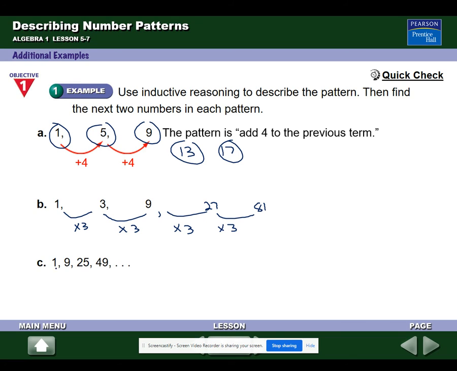Okay? Now the ever fun part C here, 1, 9, 25, 49. Pause it again if you want to think about it for a moment. This is 1 squared, 3 squared, 5 squared, 7 squared. It looks like it's the odd number squared. The next one would be 9 squared, 81. The next one would be 11 squared, 121. This is using inductive reasoning. Only the first one was an arithmetic sequence.